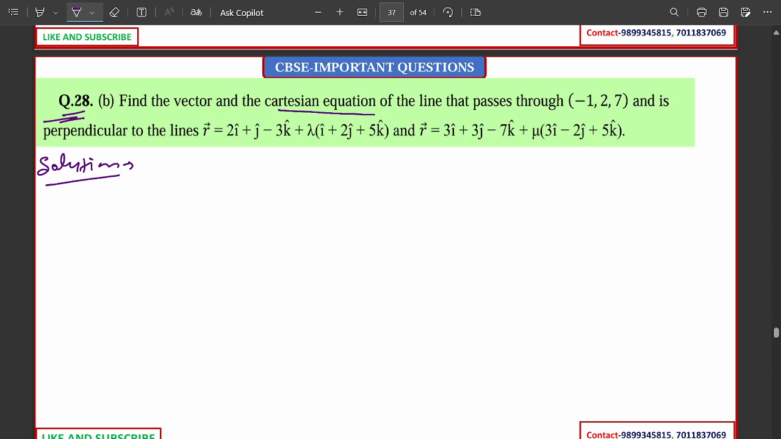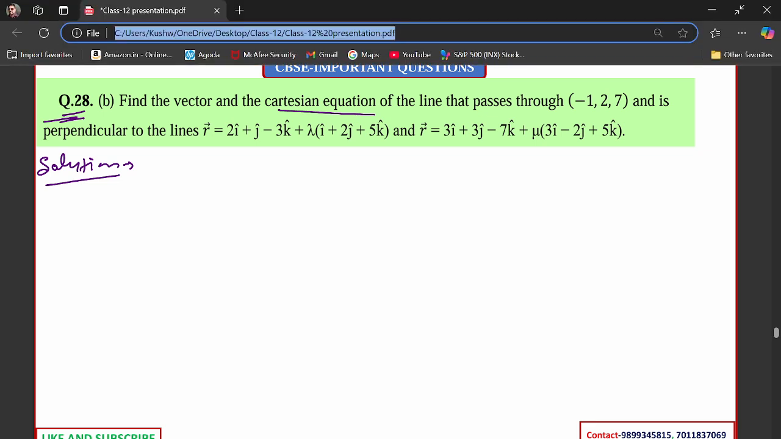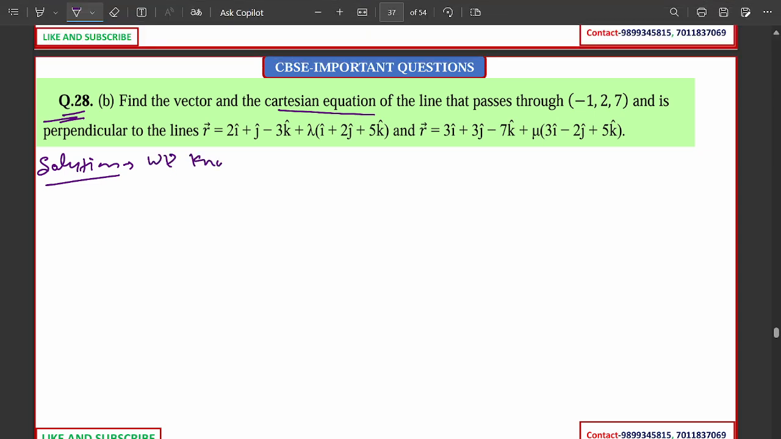In this question, two line vectors are given. We have to put what is given in this question one by one. The vector equation of a line passing through the point with position vector A, we know, is vector R equals vector A plus lambda vector B. This is the equation.